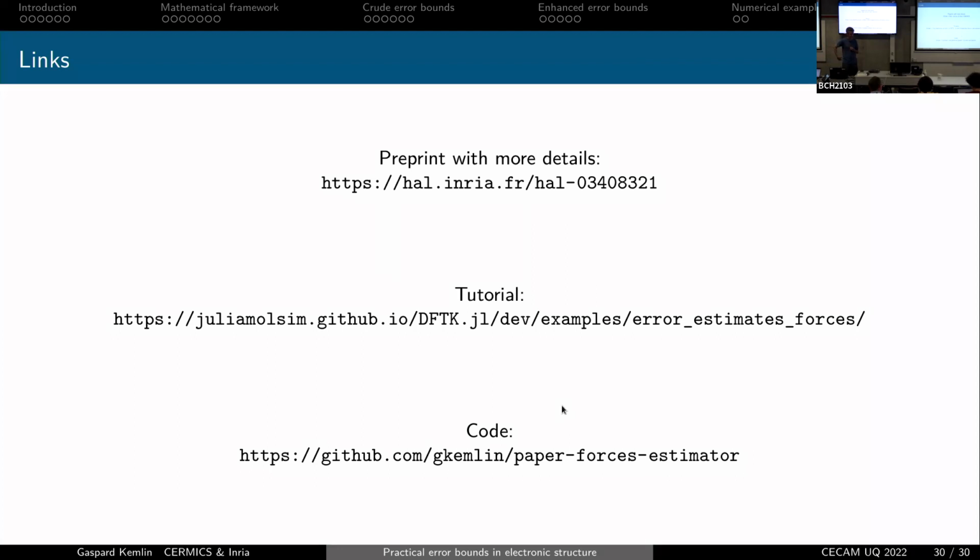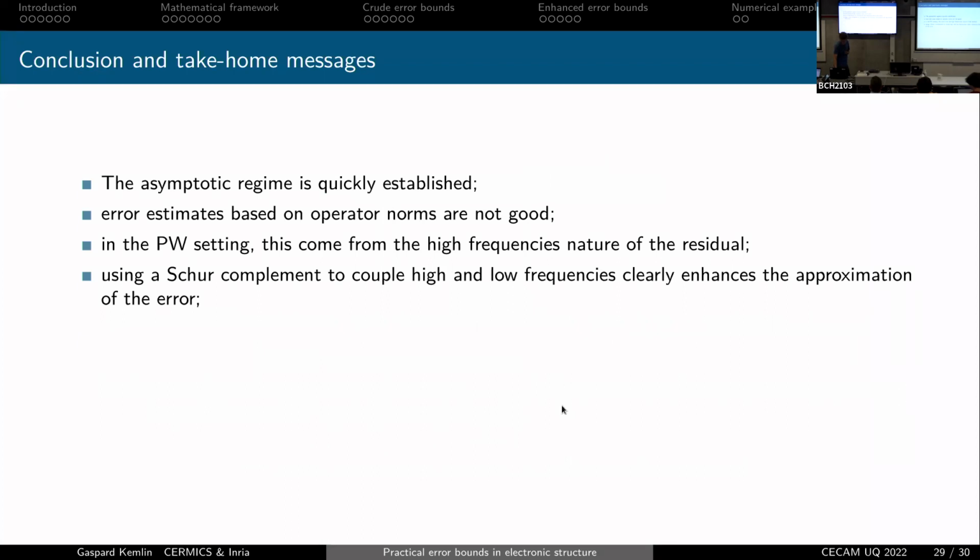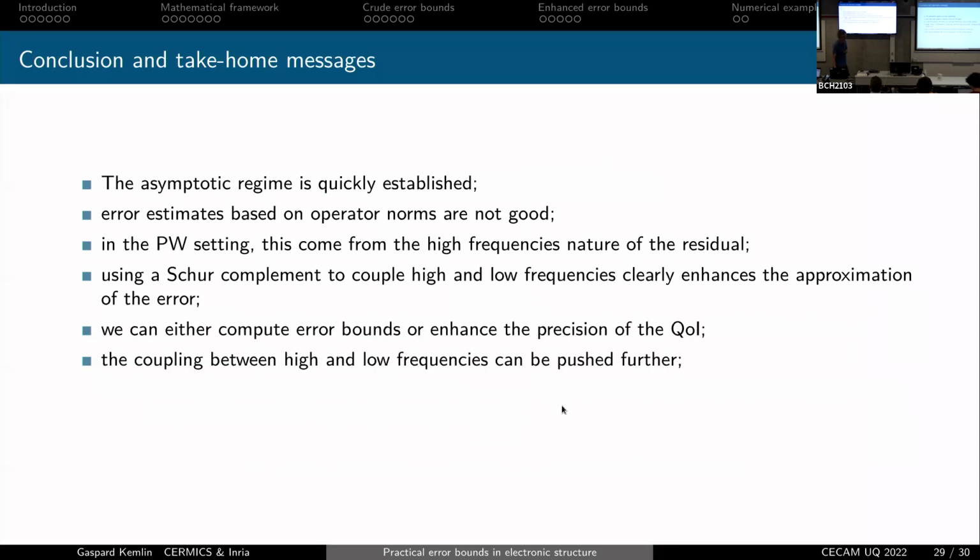But can you go one slide back on the fourth part? Is it the fourth? No, the sixth part. And when you mean the coupling between high and low frequency can be pushed further, do you mean to not neglect M21? Use slides back and do a real Schur complement.